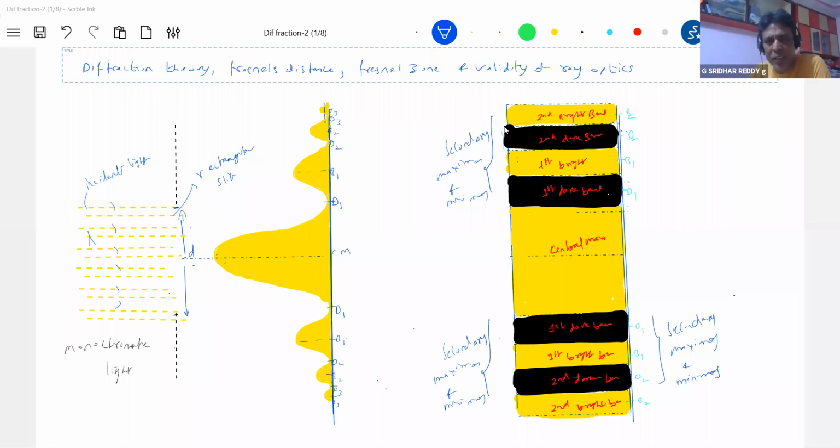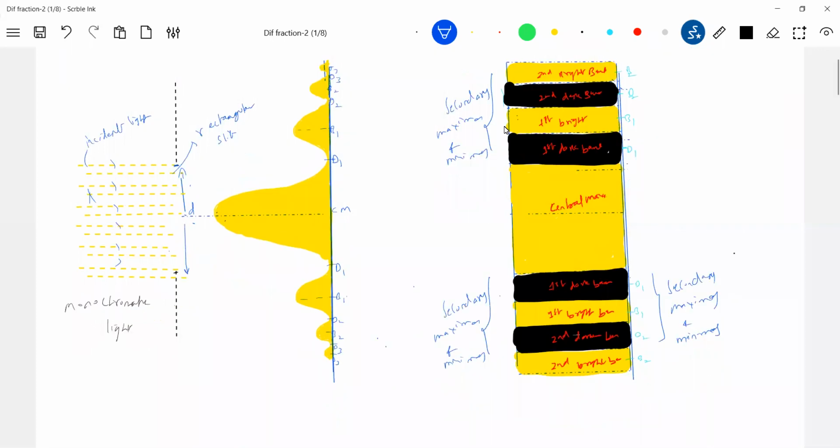So we'll continue with the diffraction from yesterday's class. Yesterday we defined that if a monochromatic ray of light is incident on a slit, a rectangular slit, diffraction will take place and we will get a pattern. I gave one pink color diagram at the end; that is the pattern you see.